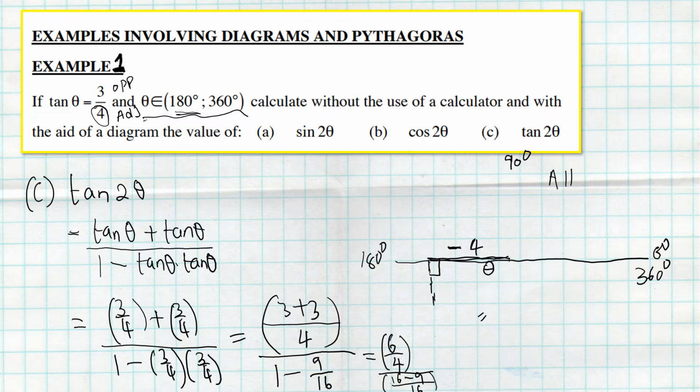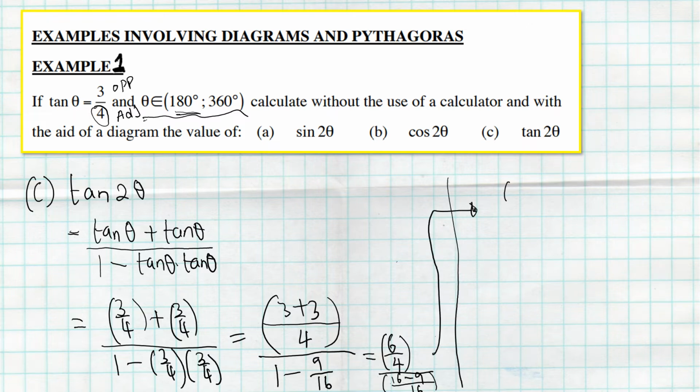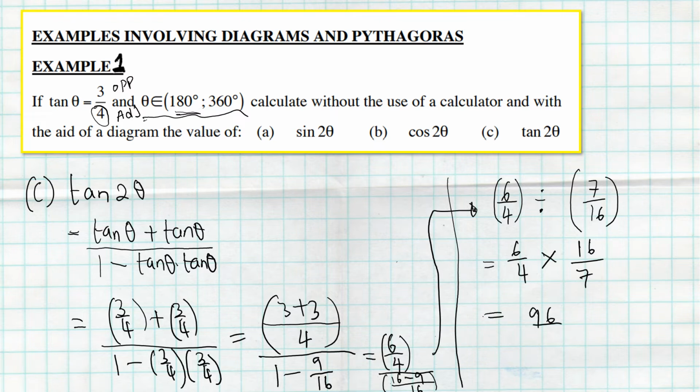Then let's see if I can simplify. Let me just delete this triangle because of space. Okay, then it's 6 over 4 divided by 16 minus 9, which is 7 over 16. Then it will be 6 over 4. If I change it to multiplication, it will be multiplied by 16 over 7. Then 6 times 16 gives us 96, divided by 4 times 7, which is 28. So that will be the final answer, 96 over 28.